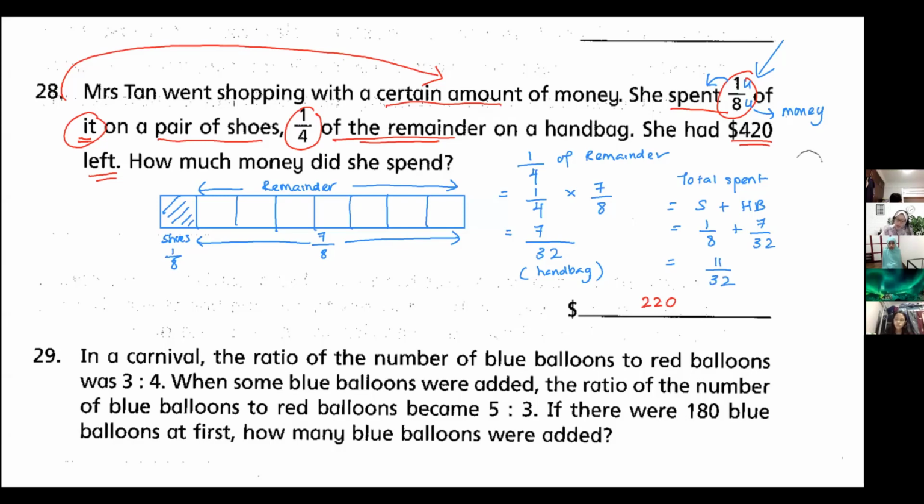Which means if you look at your model, what are you going to do? You can actually divide it into 4 parts each because there's now 1/4 of the remainder. If you don't want to do all these big fractions, you can use the model. Each of them you cut into 4. You can do this actually.